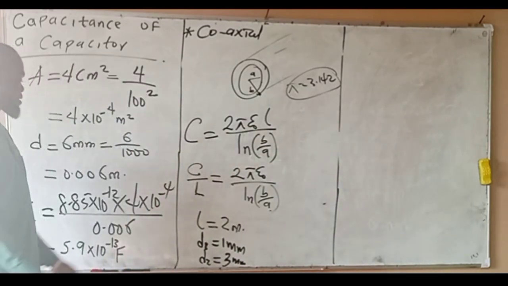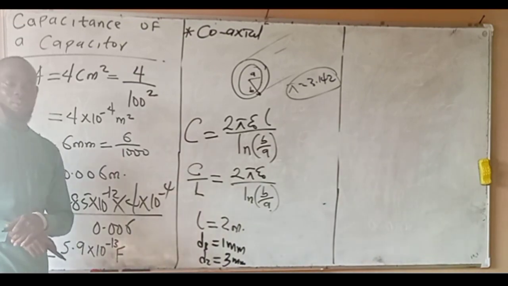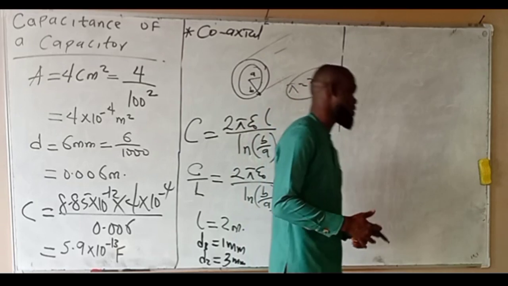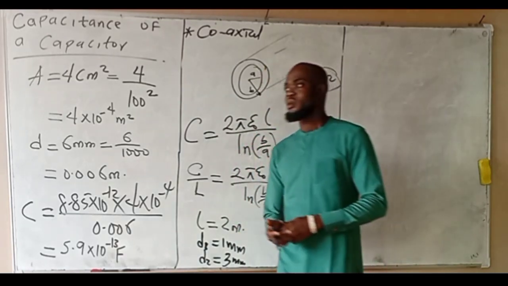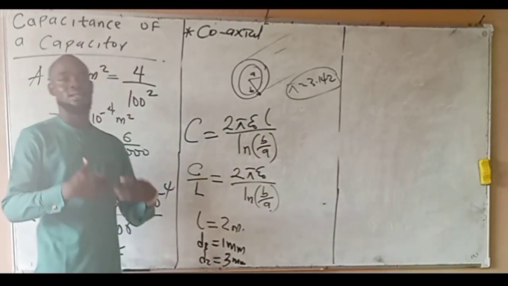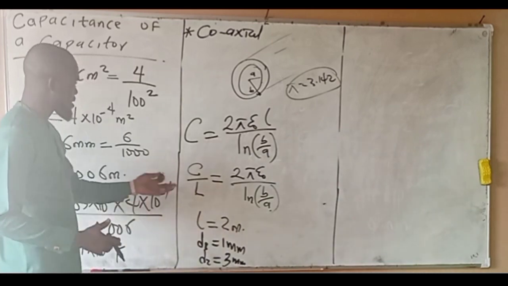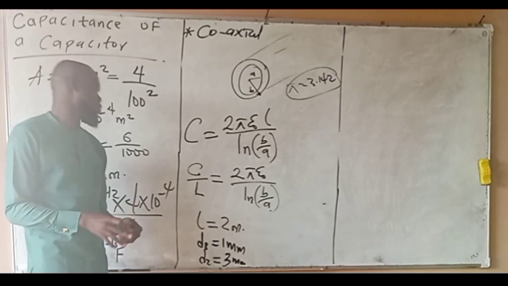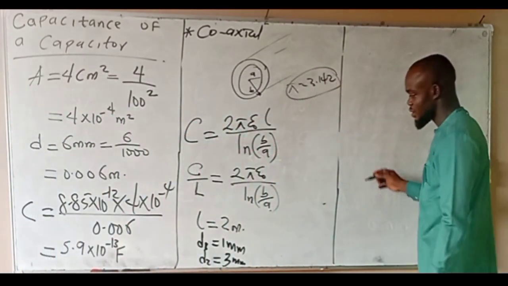Obtain the capacitance of this cable, if we are to treat it as a coaxial cylindrical capacitor. So we are going to obtain the capacitance of this cable, if it is cylindrical in shape and is acting as a coaxial cylindrical capacitor. Let's see what we're going to have.